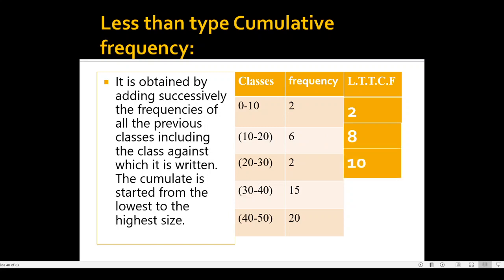Then the next cumulative frequency is 8 plus 2, this 8 plus 2 is 10. The next cumulative frequency is 10 plus 15, which is 25, and the last cumulative frequency is 25 plus 20. This is equal to 45. So these are our less than type cumulative frequencies.